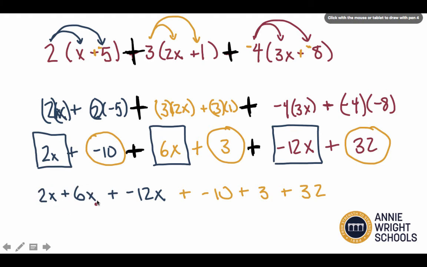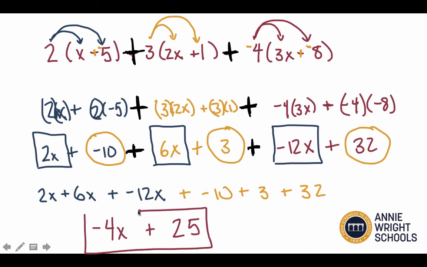2x plus 6x is 8x. 8x plus negative 12x is negative 4x. Negative 10 plus 3 is negative 7. Negative 7 plus 32 is positive 25. And now I have my final answer to this beginning problem.